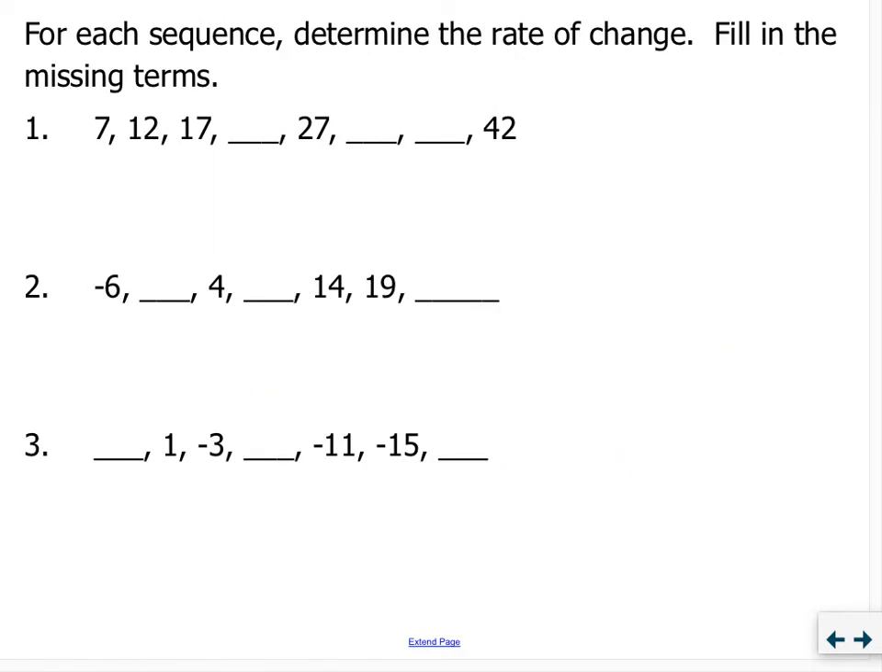All right, so let's use what we know. It says here that I have 3 different sequences of numbers, and I got some blanks filled in. So let's determine the rate of change for each sequence. And after we determine that rate of change, let's fill in the missing terms. Why don't you try the first one?